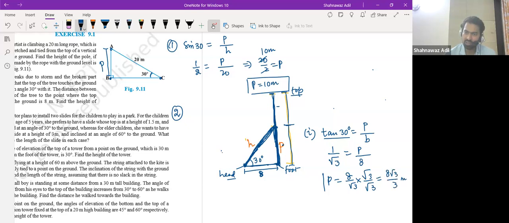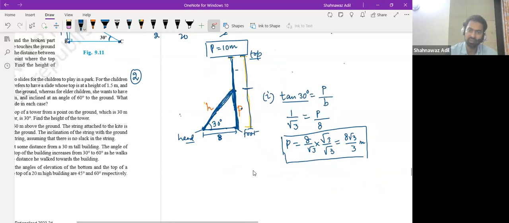So this is the actual standing part, not the broken part. And then we have to calculate the broken part, which has become the hypotenuse. So what relates the base with the hypotenuse? Talha and Amar, this question is for both of you. What relates the base and hypotenuse? Which trigonometric ratio?